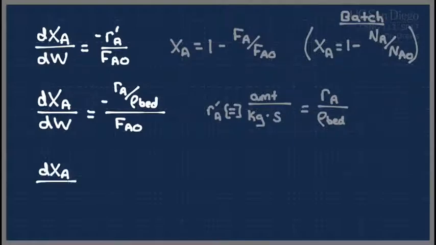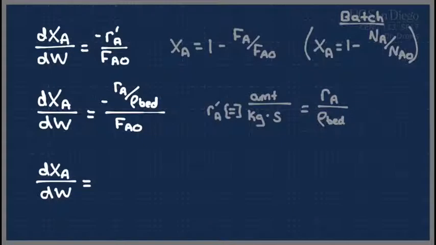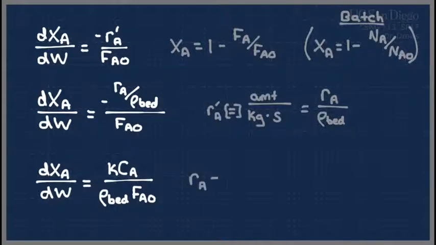The next step we had taken was to work on the RA, which for an elementary rate law, because our reaction was just A goes to B, just looks like RA is minus KCA. And that part hasn't, again, changed at all from a packed bed reactor. So we had rho bed down here and FA naught. So this one was RA is KCA.